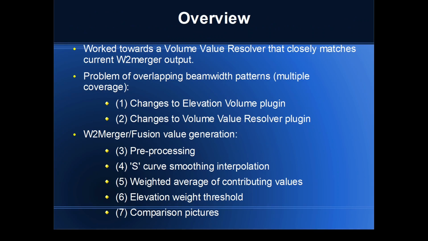So first, a quick overview of what we'll cover. The problem of overlapping beam width patterns is something we missed in the first alpha design. This led to changes in how the elevation volume works, as well as changes to the volume value resolver. W2merger value generation involves various stages and methods of processing data. The first is a pre-processing or filtering of radial set data. The second involves an S-curve interpolation or extrapolation that we will look at, and the third is a combination method of contributing values. This leads into a discussion on the elevation weight threshold used for this, and finally we have some comparison pictures for group discussion.